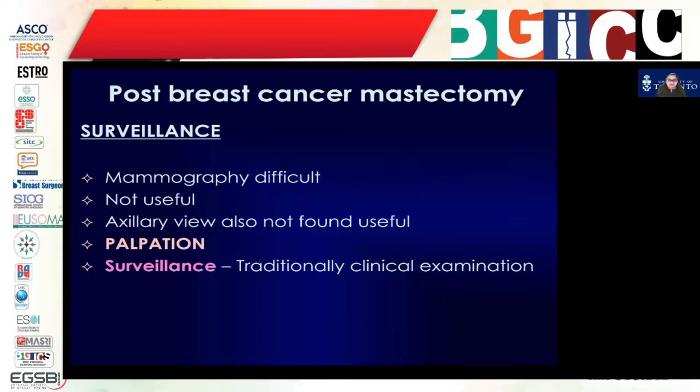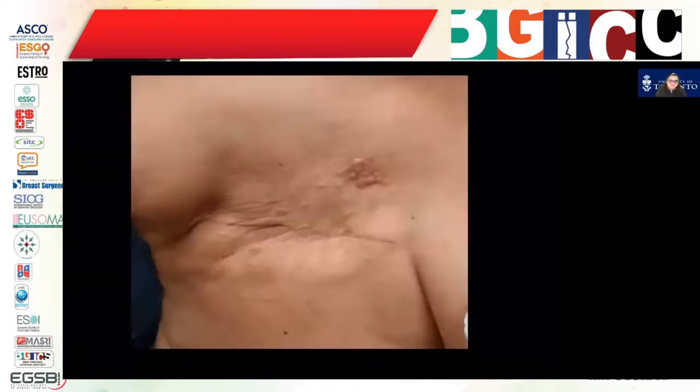Sometimes after the mastectomy, the patients may have a loose flap left over, and some of them actually can be imaged on mammography, but it's rather difficult. But nevertheless, clinical exam is the first line of surveillance technique for a post mastectomy case.